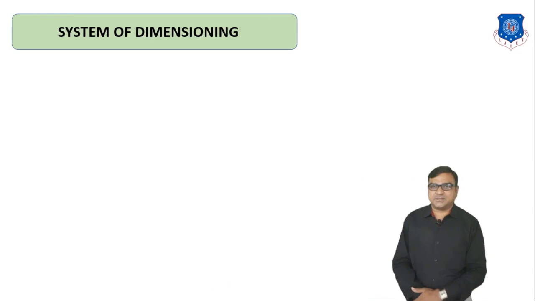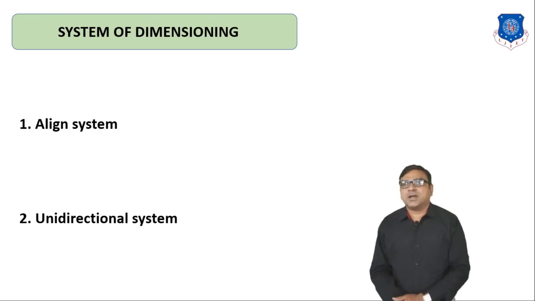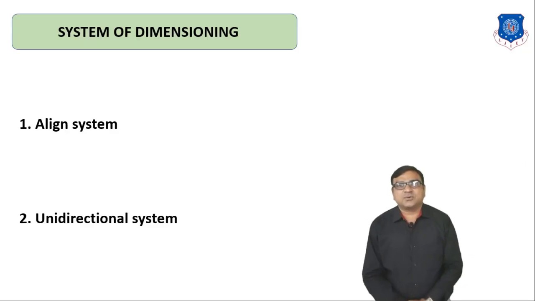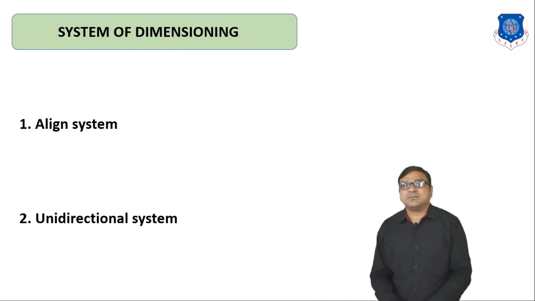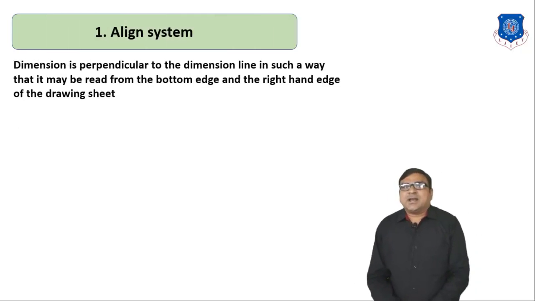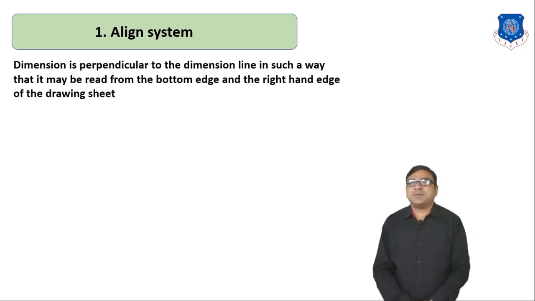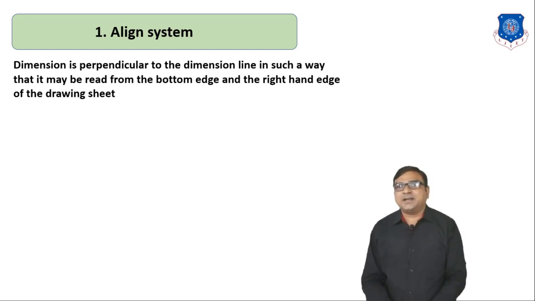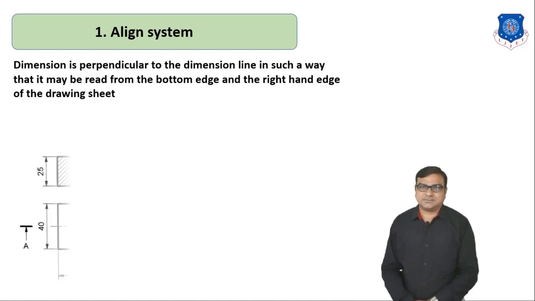Now, system of dimensioning. Any drawing without dimensions is incomplete. So we have to use a proper dimensioning system for particular drawings. Here we want to discuss two types of dimensioning system: one is the aligned system and the other is the unidirectional system. Now, what is the aligned system? In the aligned system, the dimension is placed perpendicular to the dimension line in such a way that it may be read from the bottom edge and the right-hand edge of the drawing sheet.